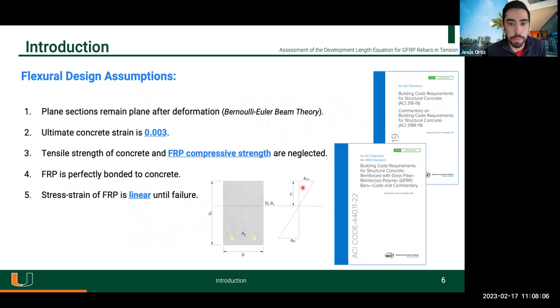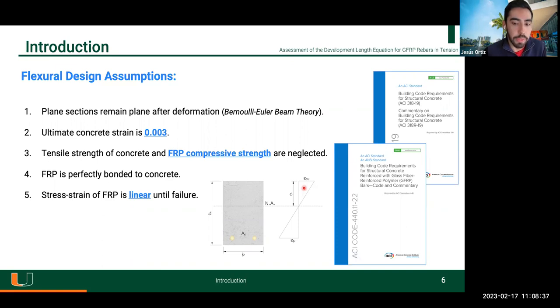First, plane sections remain plane after deformation, the same as steel. Ultimate usable concrete strain is 0.003. The tensile strength of concrete and the FRP compressive strength are neglected. Here, you disregard the effect of the FRP rebar in compression. In steel, you can account for that. The FRP is perfectly bonded to the concrete, and the stress-strain of FRP is linear until failure.